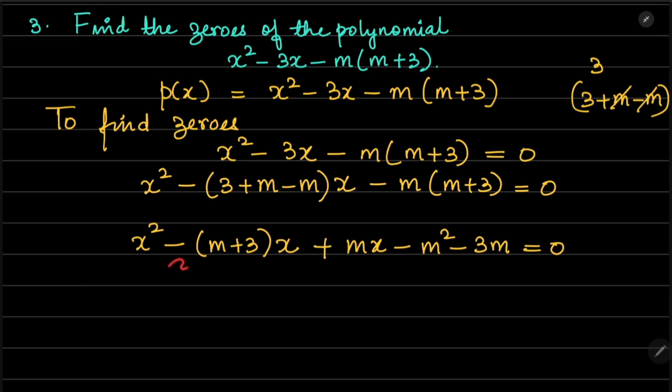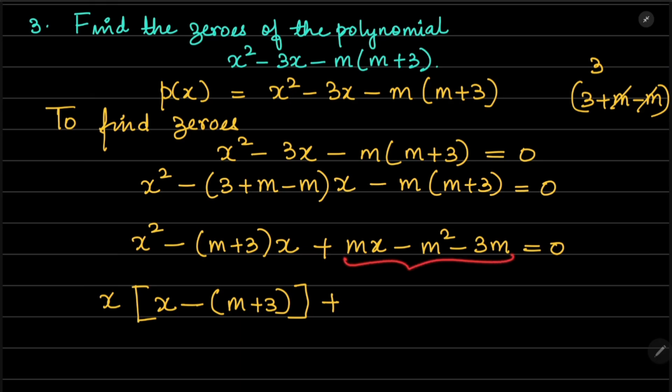right? Now, in these two terms, let us take common. What is common? Only x is common. So, take x common out. So, what will you get? X minus m plus 3. And then plus, what is common in the last three terms? M is common. So, let me take m common out. So, inside I'll have x minus m minus 3 equal to 0.